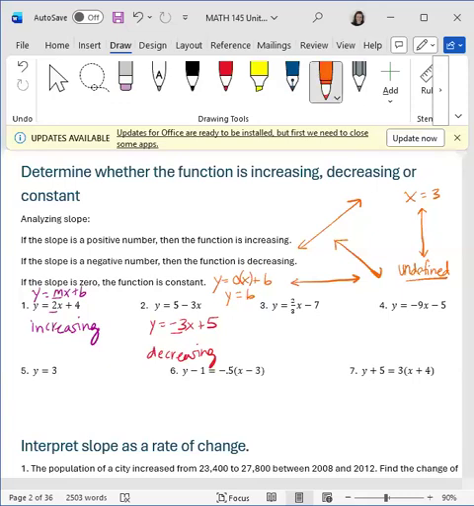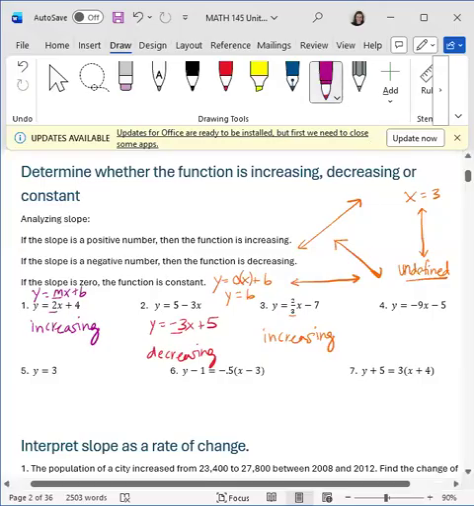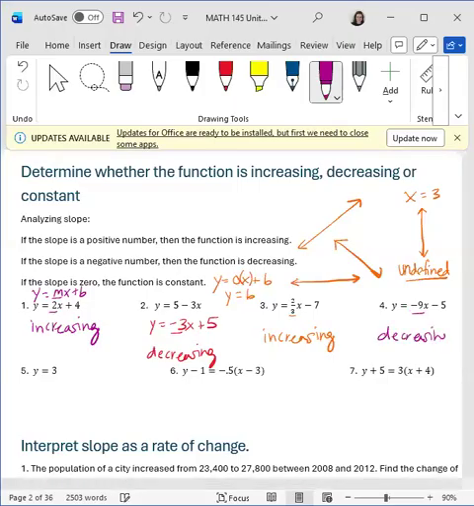All right, the next example, it's already in y equals mx plus b form. We do have a fraction. That does not matter. It's still a positive number, so this one's going to be increasing, going uphill from left to right. Number 4, if we take a look, the slope is a negative number, so that means it's going to be decreasing, going downhill from left to right.